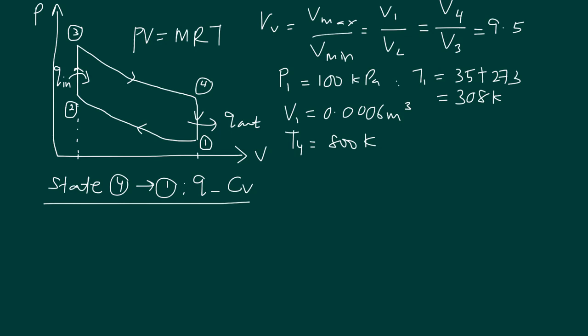So we continue with state 4 and 1. State 4 and 1 is a process of heat rejection at constant volume. So we make use of PV = MRT to look for your pressure at 4. You can substitute in the previous state to solve these two things that we haven't solved yet.